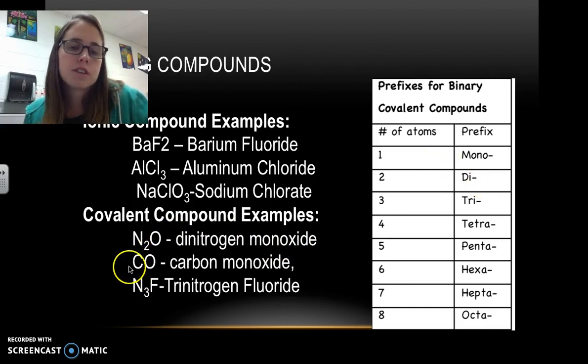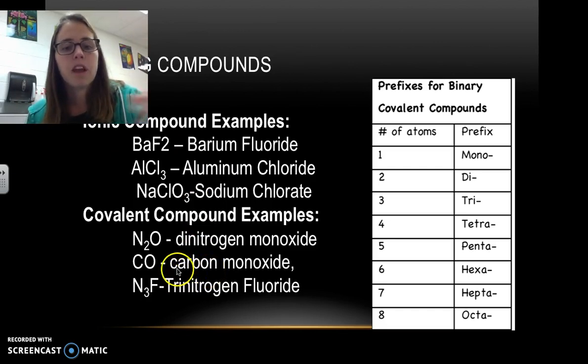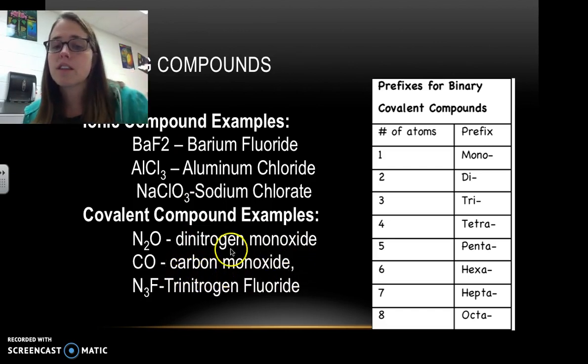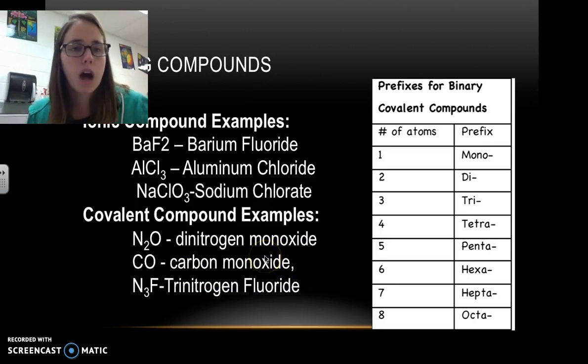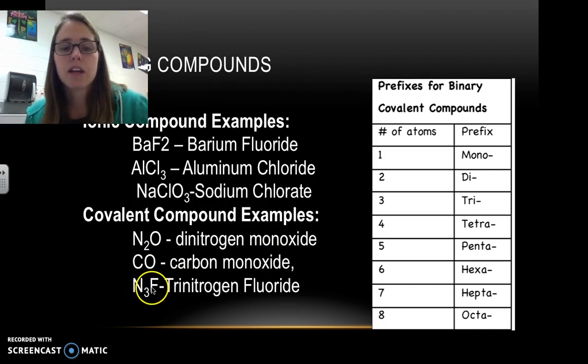Now for the first element, if there's only one of that first atom, you don't need to write monocarbon monoxide. You don't need to do that. You can just leave it as carbon. Scientists take that as meaning 1. So carbon, but always on the second one, if there's only one, you write monoxide. You use that prefix mono. This is N3F, so trinitrogen fluoride.